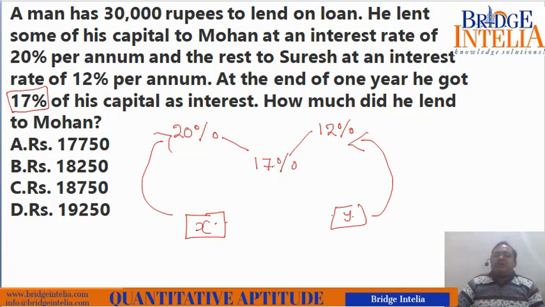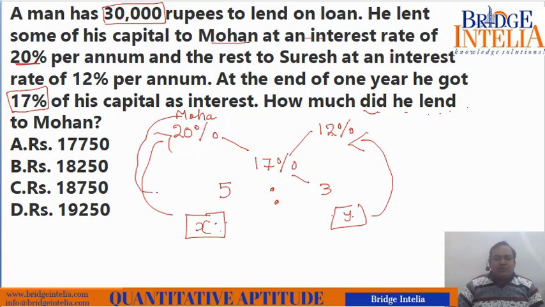So the difference between 20 and 17 is 3. Difference between 12 and 17 is 5. So in this ratio you have distributed the money. So what was the total money? 30,000. Question is, how much did he lend to Mohan? So Mohan, he is at an interest of 20%.